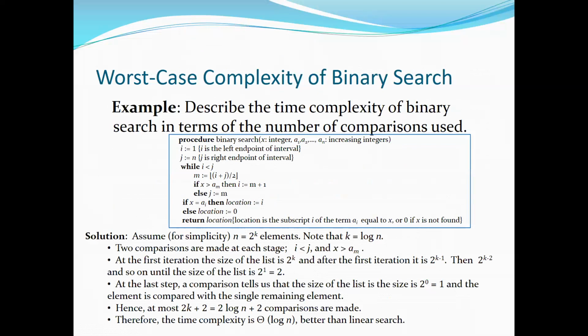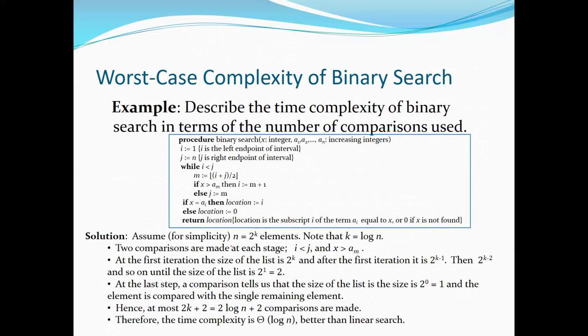So, binary search. Now let's see about the binary search. In a binary search algorithm, we know that the list is divided into two equal halves. Then we find the middle value and compare the required element with the middle value, and then we see where we have to find it, right?